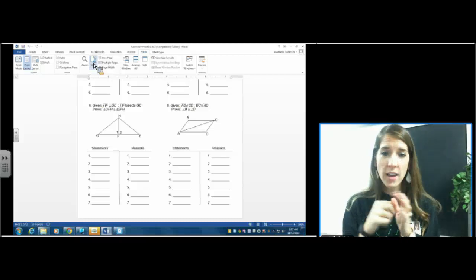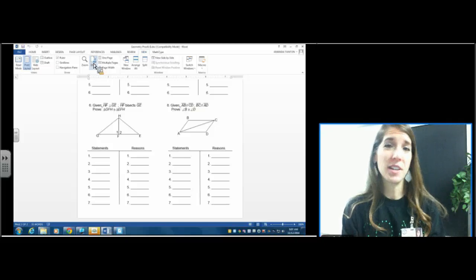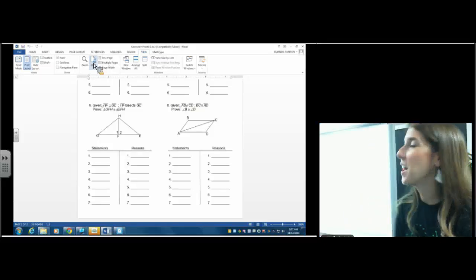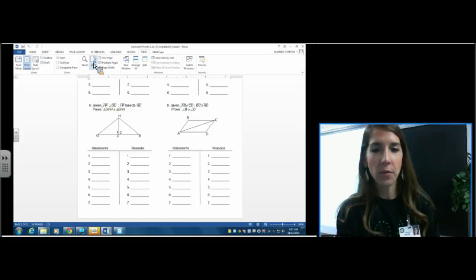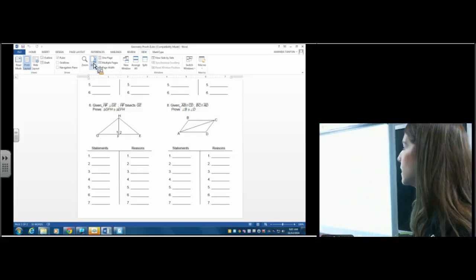Okay, we're looking at your homework called Proofs 2, and I'm going to do number 6 and number 8. These blanks are very short, so you're probably going to have to write the tiniest you've ever written in your life. But I just want to go through the process of reasoning if you're having trouble with this homework. So let's look at number 6.